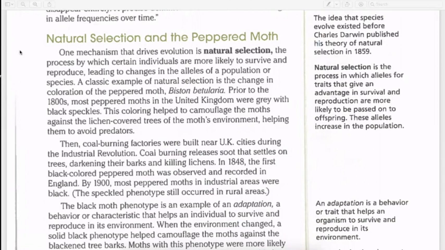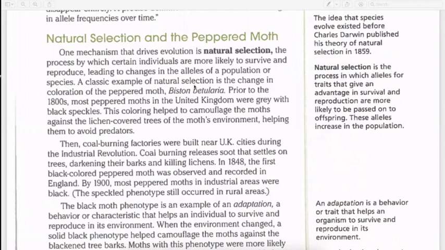One of those things is natural selection. Okay. So natural selection and the peppered moth. One mechanism that drives evolution is natural selection, the process by which certain individuals are more likely to survive and reproduce, leading to changes in the allele of a population of a species. Right? Meaning, some animals, their traits are better than their siblings. So they get to survive and reproduce, their siblings don't. So the next generation will have the better genes. That's natural selection. Who gets to survive? Who gets to reproduce? That's natural selection.